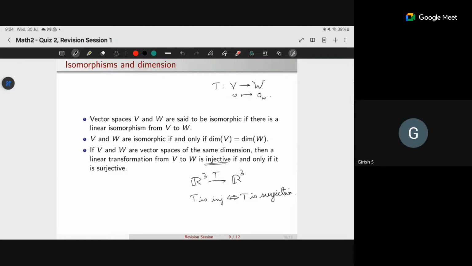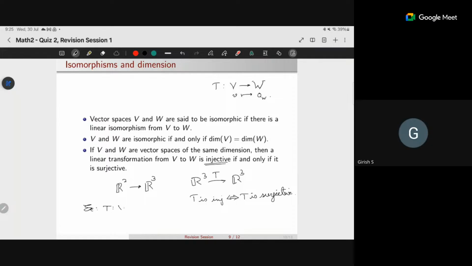Sir, by intuition, can we say that if dimension of V is less than dimension of W, then they will not be surjective? Like, intuitively, R2 will have fewer elements compared to R3, so they cannot be surjective. Yes, R2 to R3, you will have more elements in the codomain, right? In some sense, you cannot cover R3 with an R2. So can we generalize that if dimension of V is less than dimension of W, then they can never be surjective? Yes, let's keep this as an exercise for now.